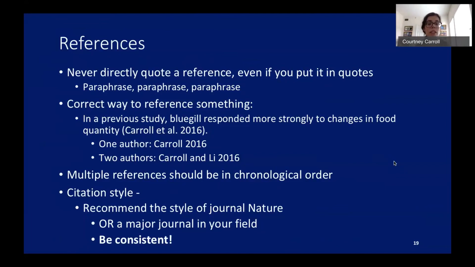Multiple references need to be in chronological order. And so if you're talking about multiple studies that showed that bluegill responded more strongly to changes in food quantity, you would put the first one that came out, so the 2015 article, then the 2016, then the 2017. And for the citation style, I recommend following the journal Nature, as it's a very common, well-established style. But if you're writing for a specific field, you need to make sure you look up the major journal for that field. And the most important part is to be consistent.